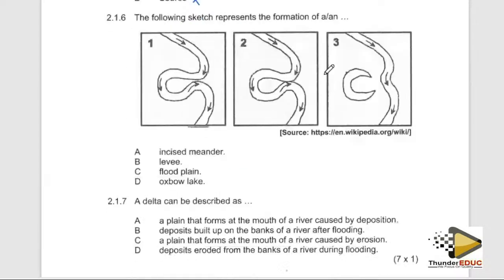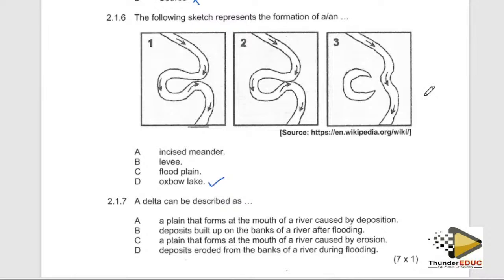2.1.6, they say the following sketch represents the formation of... cause 1. You can see they are showing us erosion, narrowing, meander neck. So eventually this part has been cut off, which forms an oxbow lake.